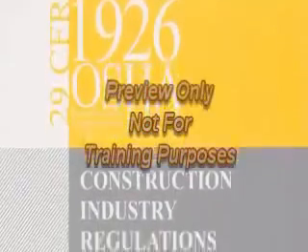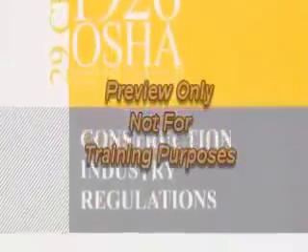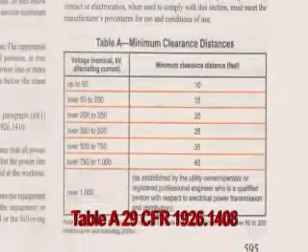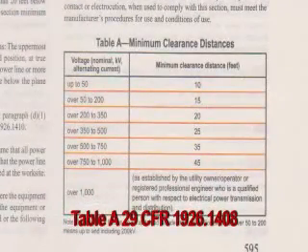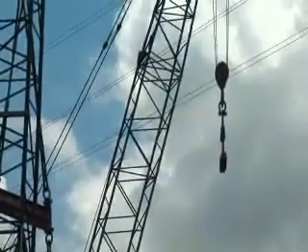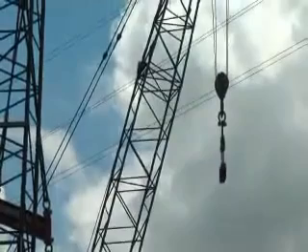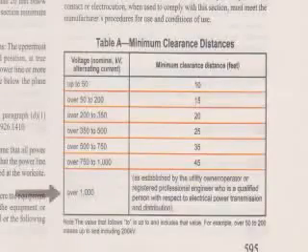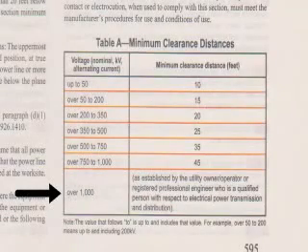OSHA standards provide detailed and systematic procedures to follow to prevent equipment from making contact with the power lines and protect workers in the event contact does occur. Consult Table A in 29 CFR 1926.1408 to determine minimum clearance distances based on voltage. In addition, if the line voltage is over 1,000 kilovolts, a registered engineer must determine appropriate distances.